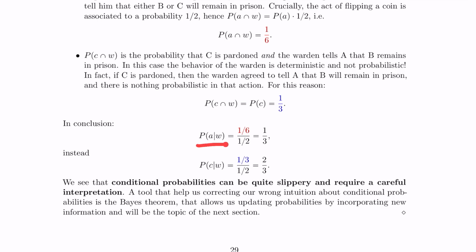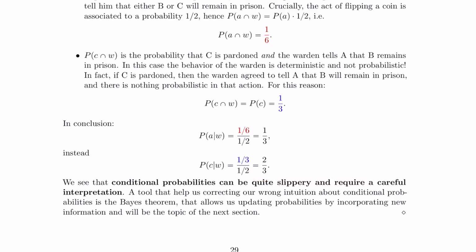The probability that A is pardoned, given that the warden tells him that B will remain in prison, is still 1/3. This is precisely the reason why the warden, who knows probability, agreed to the request of prisoner A. In fact, he knew that A was not going to obtain any novel information about his chance of getting out of prison. Instead, the conditional probability of C being pardoned, given that the warden tells A that B will remain in prison, has increased from 1/3 to 2/3.